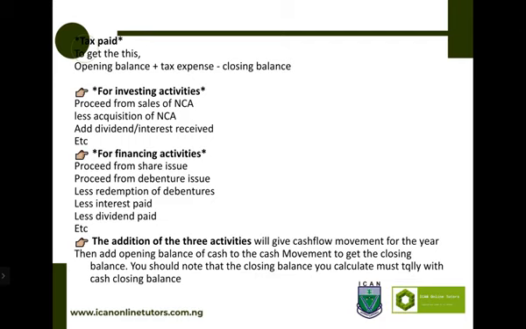The next one is tax paid. In order to get the tax paid, at times, you might not be given it in the question. You have to adjust. How do we adjust? Opening balance plus tax expense minus closing balance. Or you have closing balance minus opening balance plus tax. Anything that will give you what we call the tax paid. If you are to do the tax paid, is tax an income or liabilities?